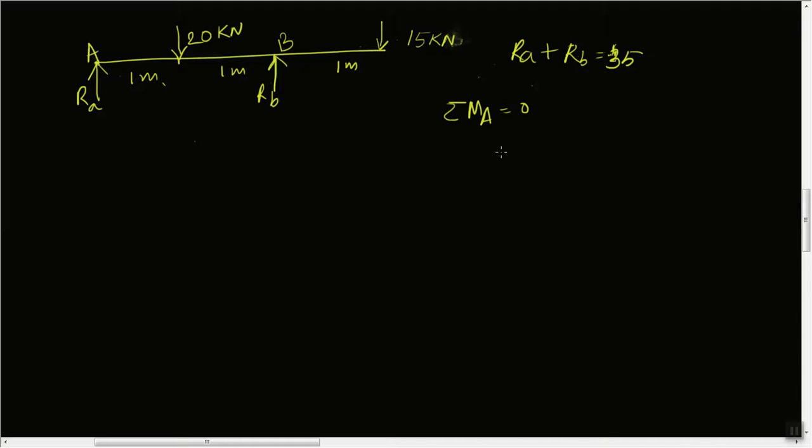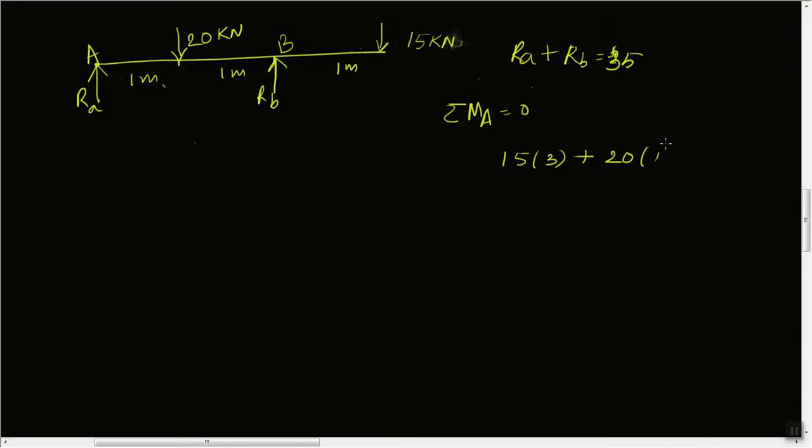So this 15 into 3, which is a clockwise moment, plus this 20 is also causing clockwise movement about this point. So it is 20 into 1, which must be equal to this RB, which is causing counterclockwise movement. So this is RB into the distance, which is 2 meters.